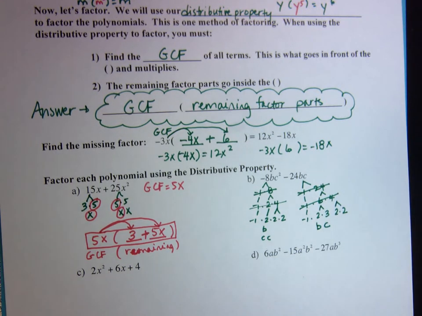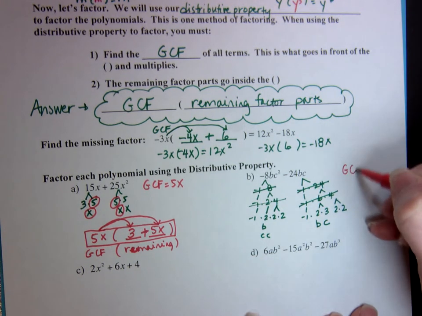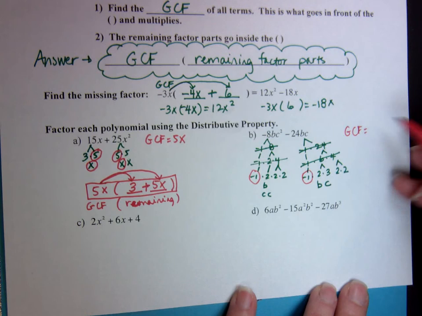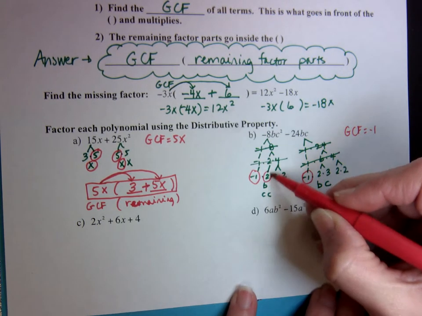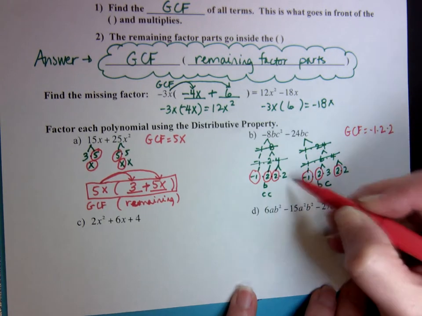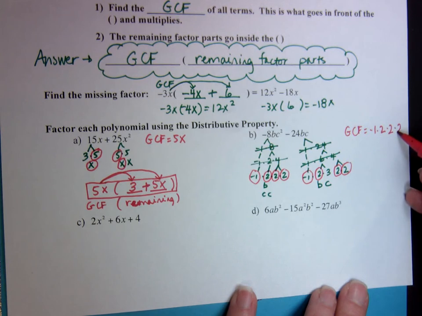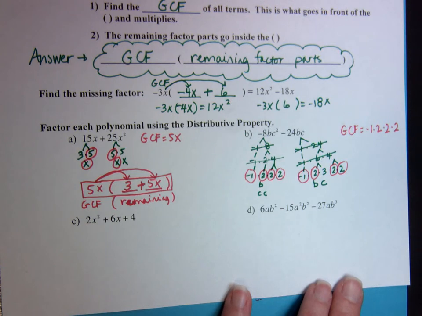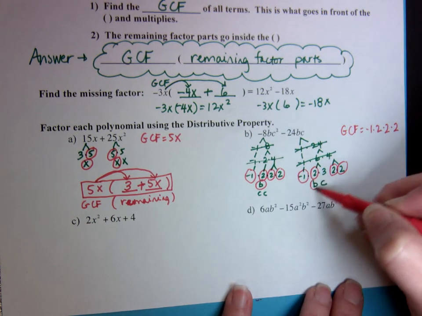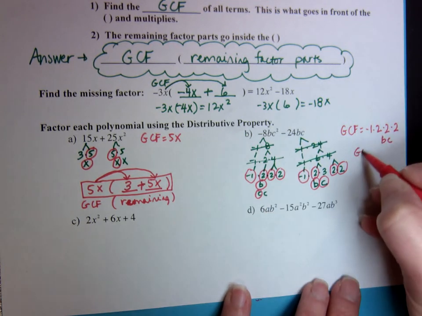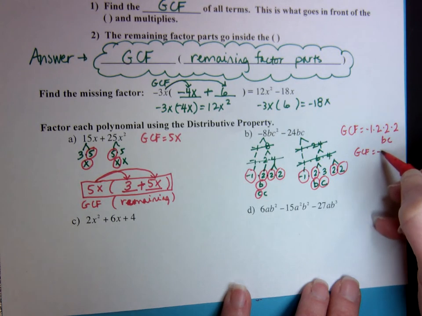All right. So now it's time to do the greatest common factor. What do they all have in common? They have a negative 1, and then they have a 2, and another 2, and another 2. Does everybody see that they have 3 2's? Yes? Okay, what else do they have in common? A B and a C. All right, so in all, my greatest common factor is negative 8BC.